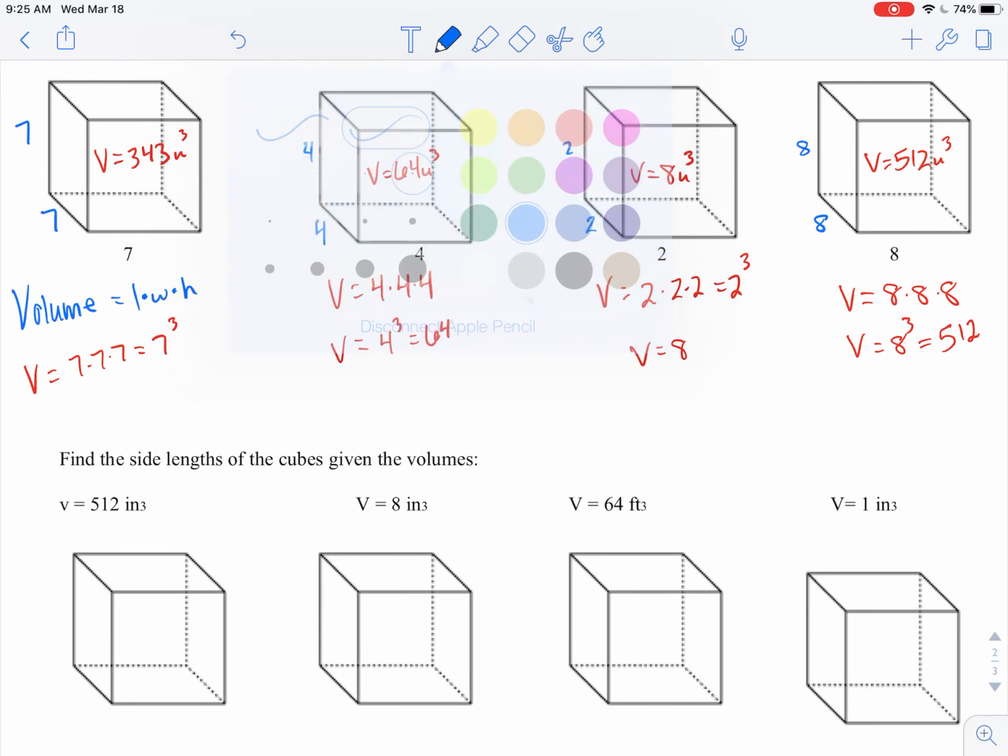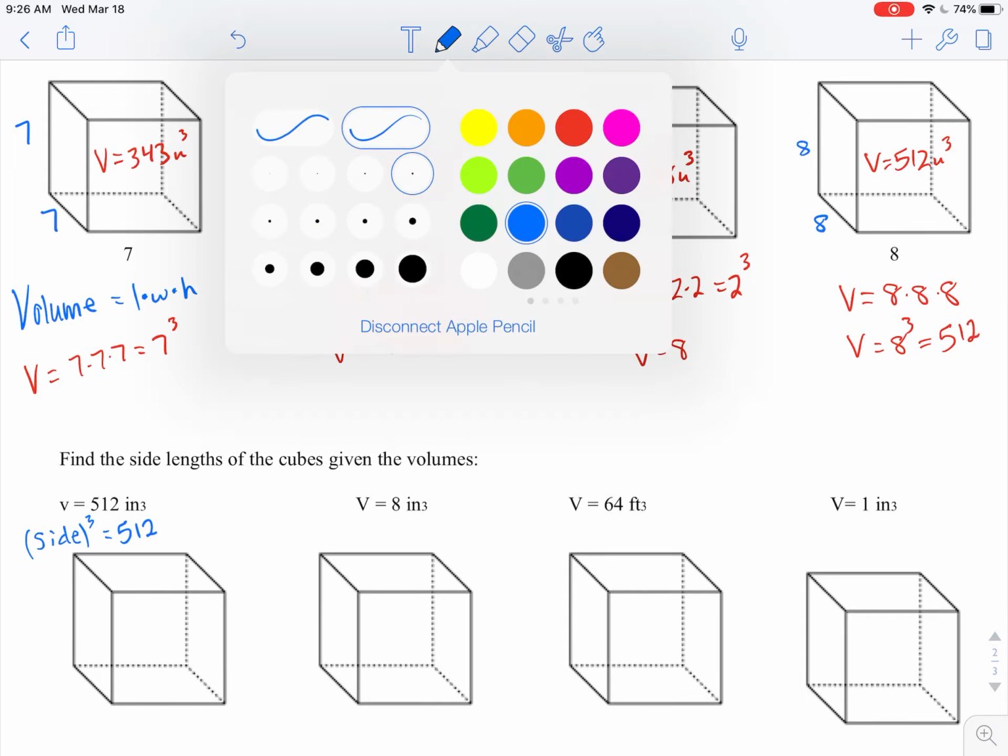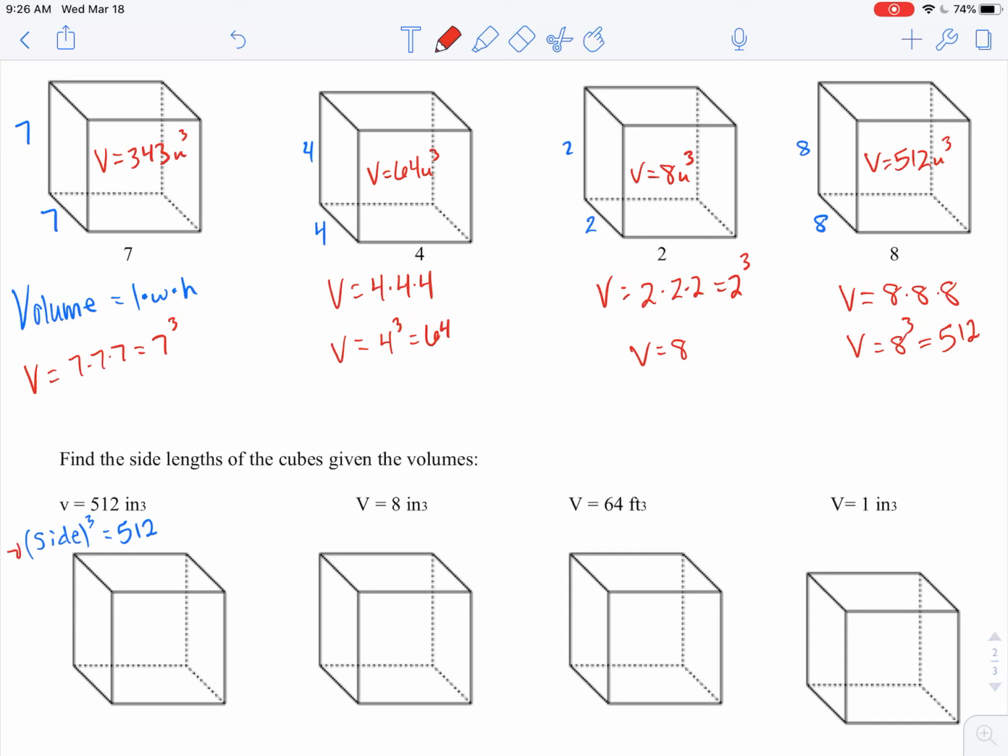And what's the opposite of cube? It's got to be cube rooting. So side cubed equals 512. And then to get rid of that cube, again, the opposite of cubing is cube rooting. So we'll take the cube root of 512. It's going to be the side length, and that is 8.